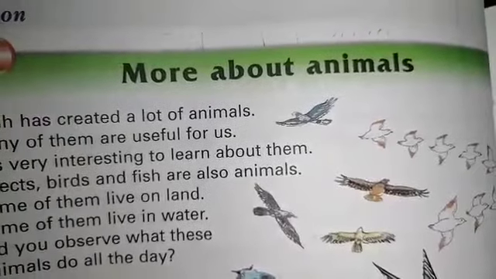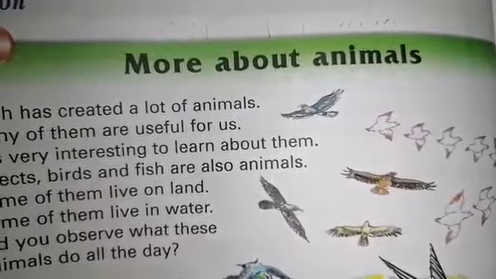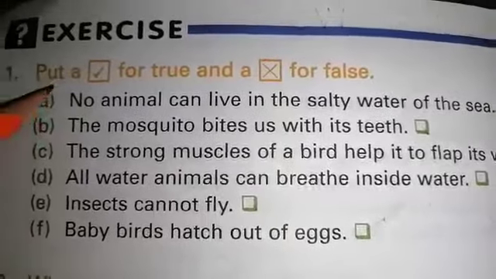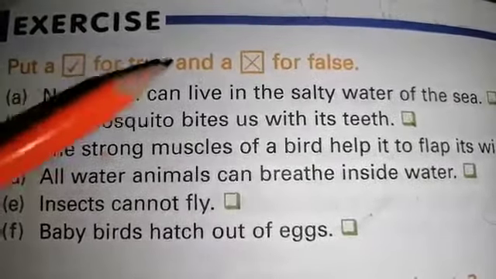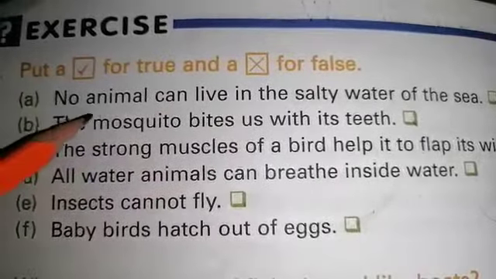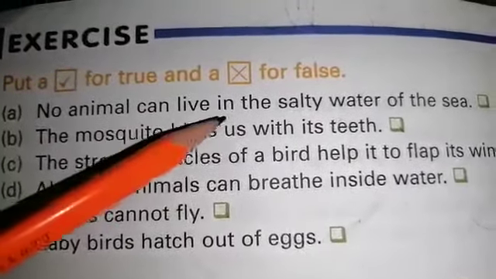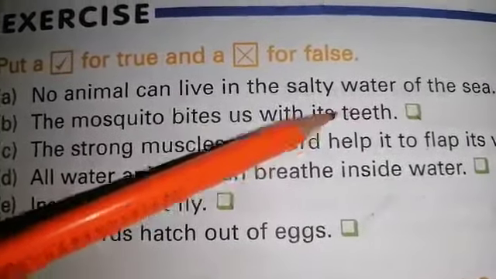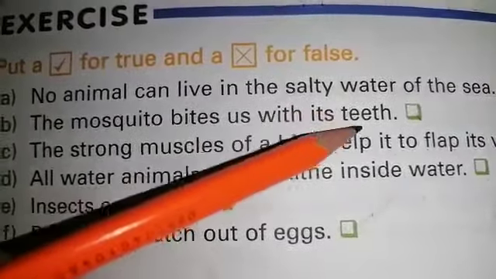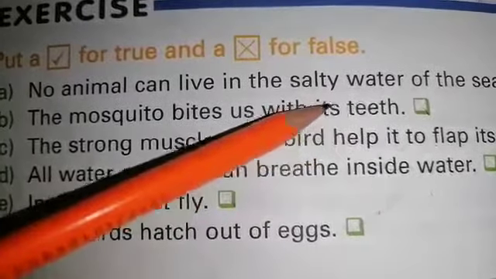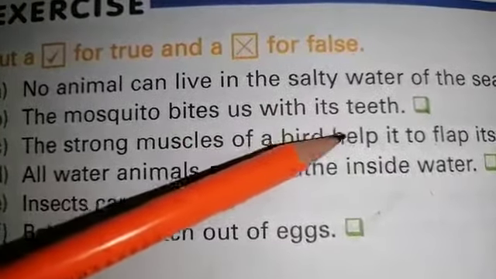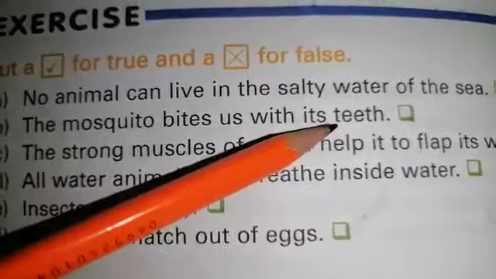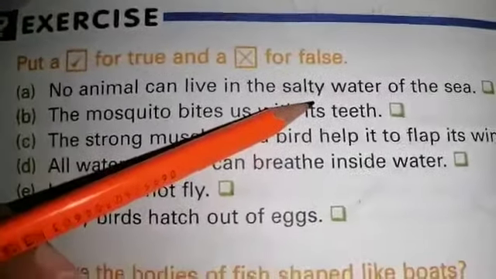Now we will do the back exercise of this chapter, so let's get started. Exercise 1. Put a tick for true and a cross for false. A. No animal can live in the salty water of the sea. As we have already discussed, water animals live in different types of water, like ponds, rivers, lakes, and also the salty water. So it's false.